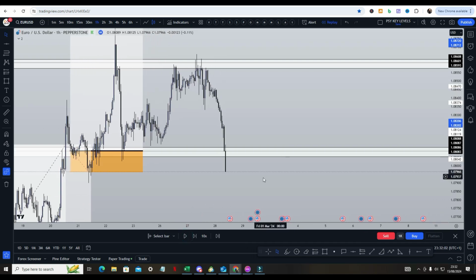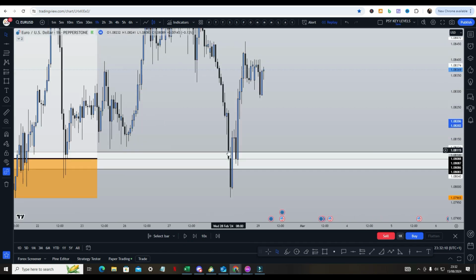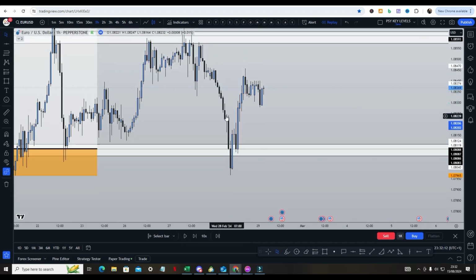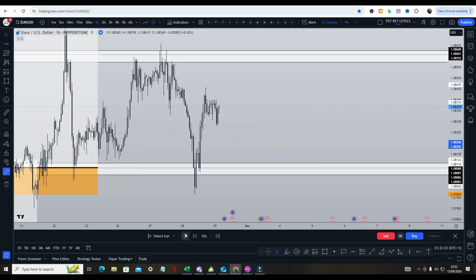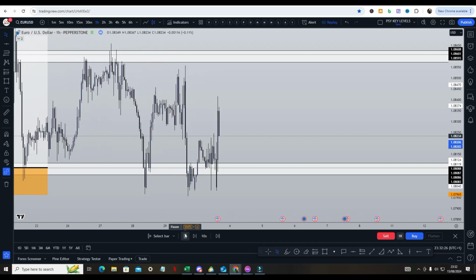Now if we let price keep going, look at this here. This is London Open. Price breaks through, then comes back up. I will not take the sell because it's a bullish candle. It's an engulfing bullish candle. I don't like it. It's not enough confluence for me. Now the market again, so let's keep going.